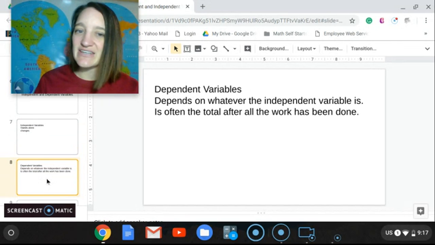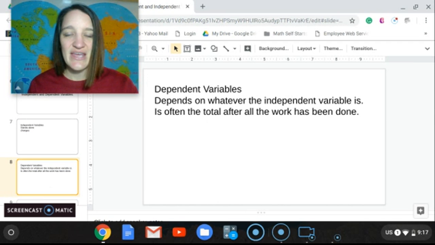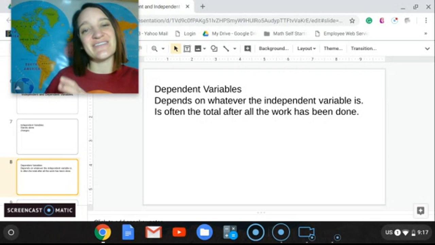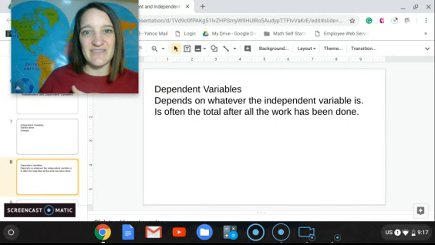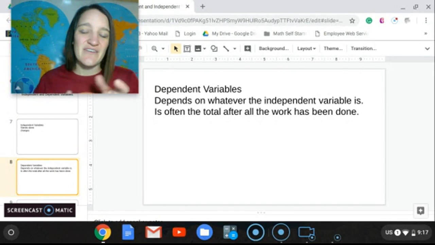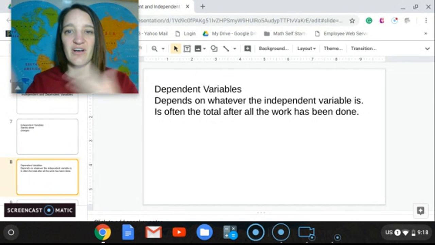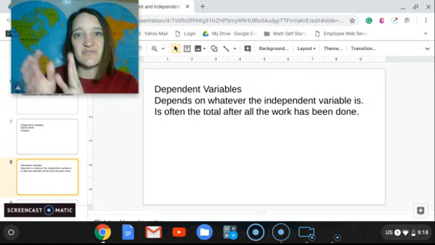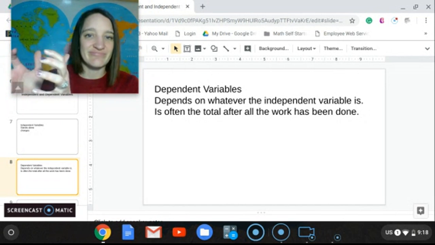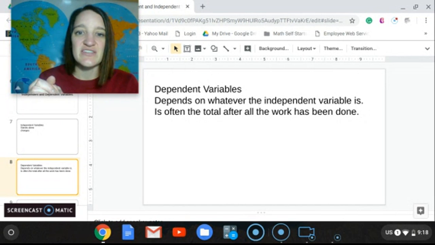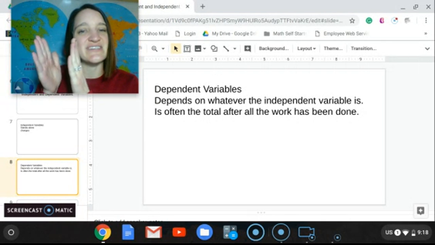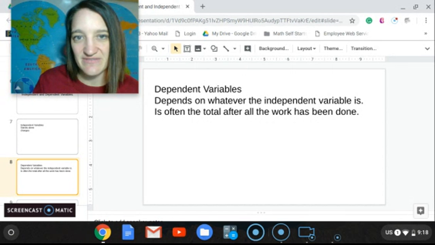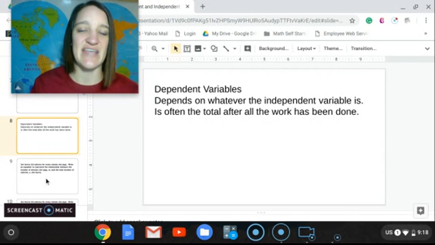Whereas a dependent variable cannot stand alone. A dependent variable, just like a dependent child, depends on whatever the independent variable is. Okay, it's often the total after all the work has been done, after all the other variables have done what they do, then the dependent variable happens. Okay, so it depends. What I want you to remember is the dependent variable depends on what the independent variable is. Let me give you an example of that.